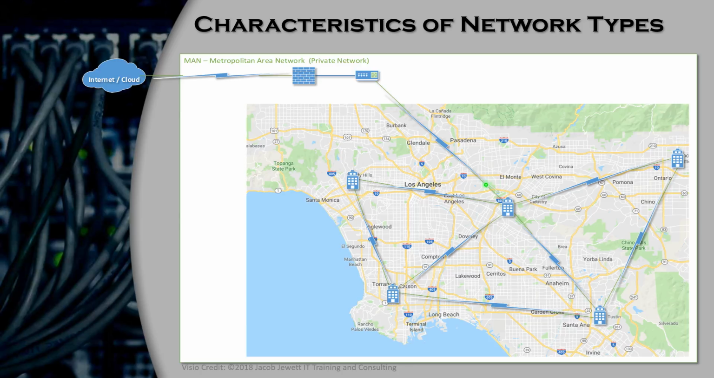Just know that if it's in a geographic location where you have either a city or a county, and you have multiple locations in that county, for example, where I live, Kern Regional Healthcare has multiple locations just in Kern County, it would be considered a metropolitan area network. And of course, it would be a private network.